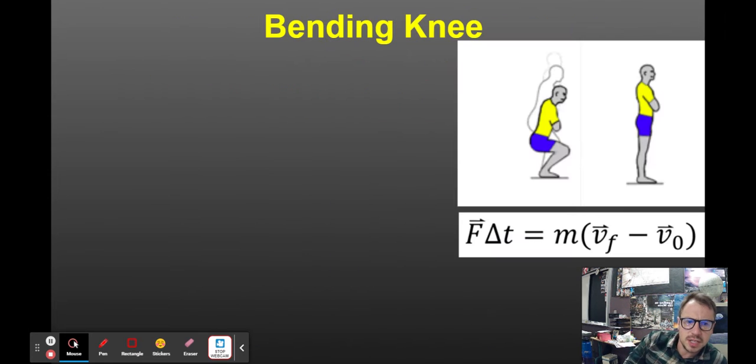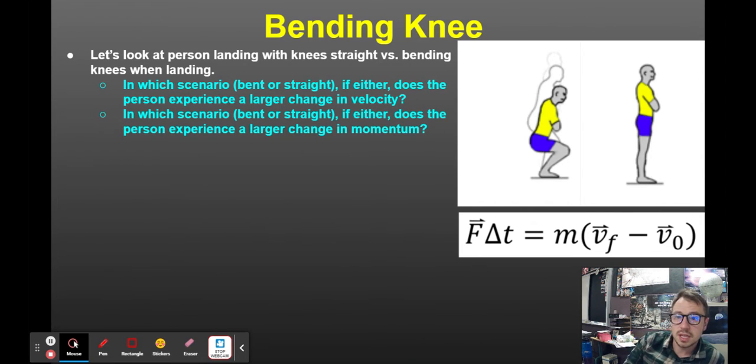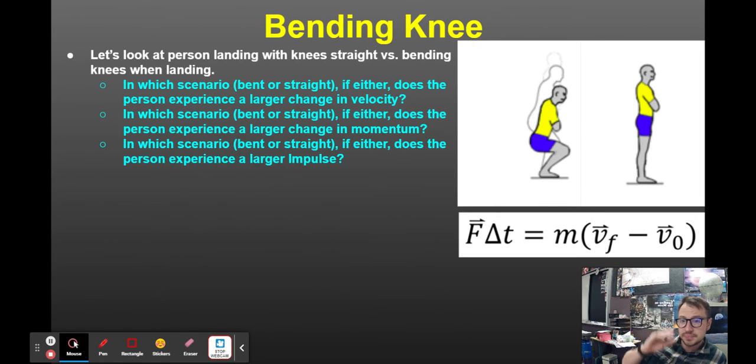Why do people bend their knees when landing? So if we look at bending your knees versus landing straight, in which of these scenarios does the person experience a larger change of velocity? It's going to be the same. Just like that bungee lab, it's going to be the same, because either way, you're going to come to rest. In which of these scenarios does the person experience a larger change in momentum? Assuming it's the same person falling from the same height, the change in momentum is going to be the same, because the end result is going to be the same.